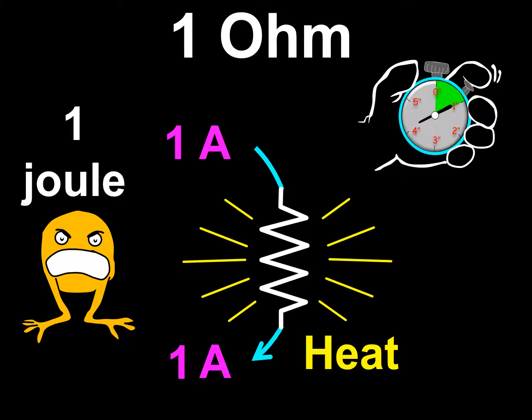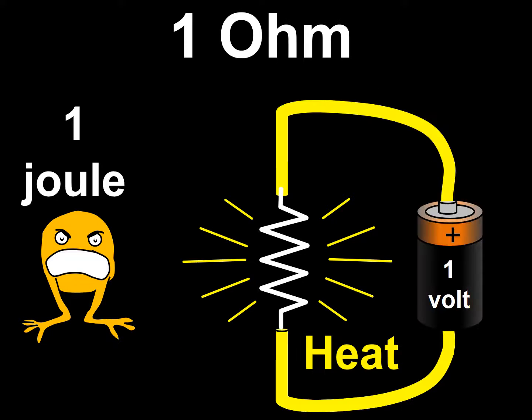A joule can be defined as the heat that will dissipate when current of 1 amp flows through a 1 ohm resistor for a period of 1 second. Another definition of a joule is the heat that will dissipate by 1 volt of electricity while going through a 1 ohm resistor.